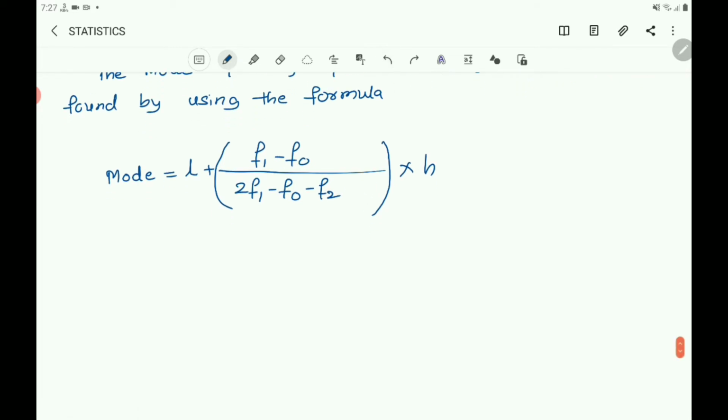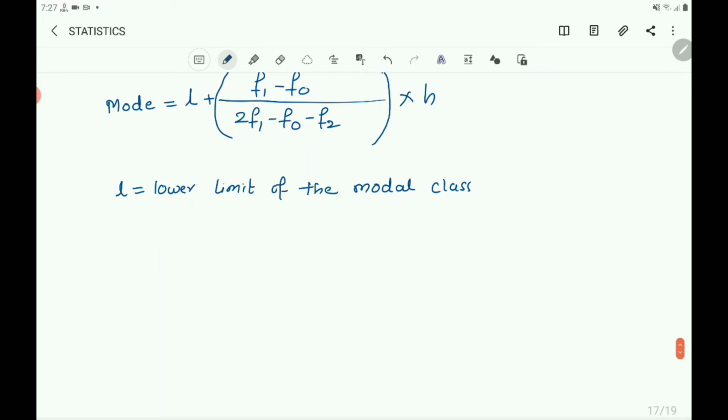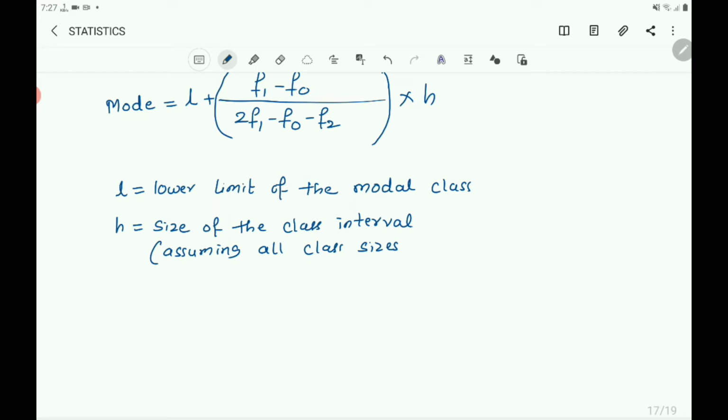Here, what is L? L is the lower limit of the modal class, that is, the class in which the mode falls. And H is the size of the class interval, assuming all class sizes to be equal.